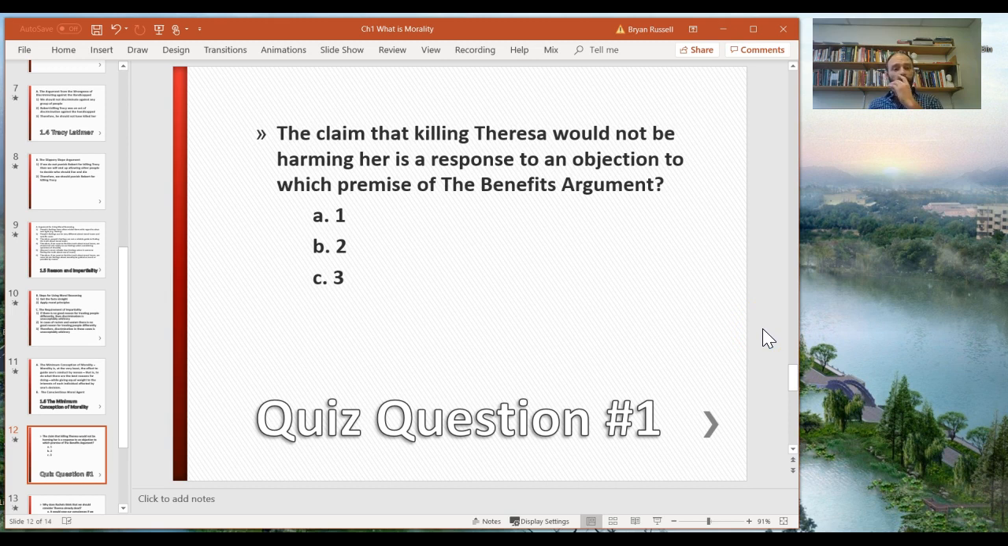Is it a response to premise 2? Or a response to the third claim? That would be C. So which premise is the claim that killing Teresa would not be harming her a response to? So that's a response to an objection to a premise. Which premise is the objection to? You can go back and look at that part of the lecture to help you out, and you can check the textbook.